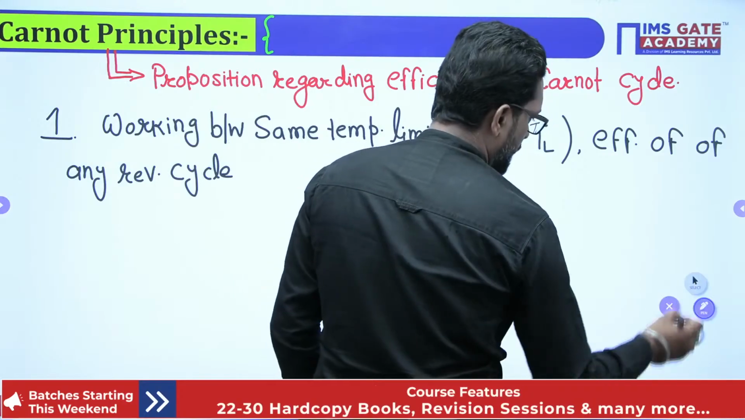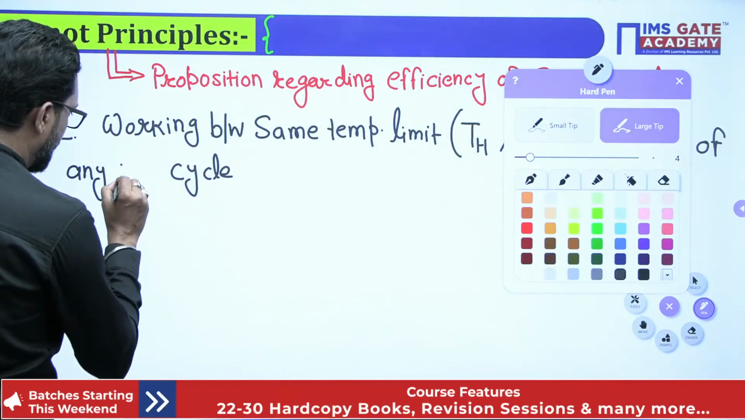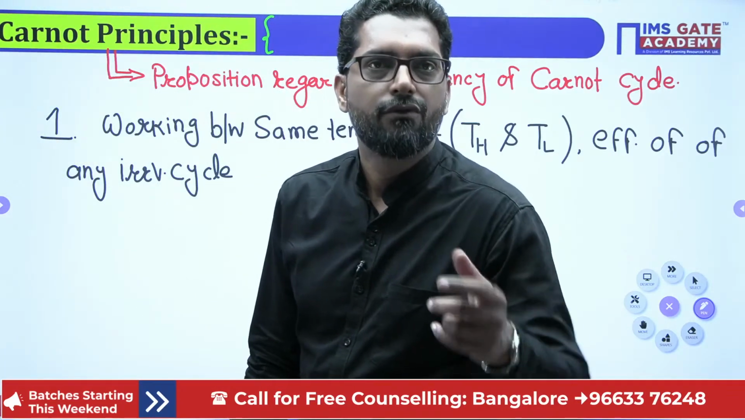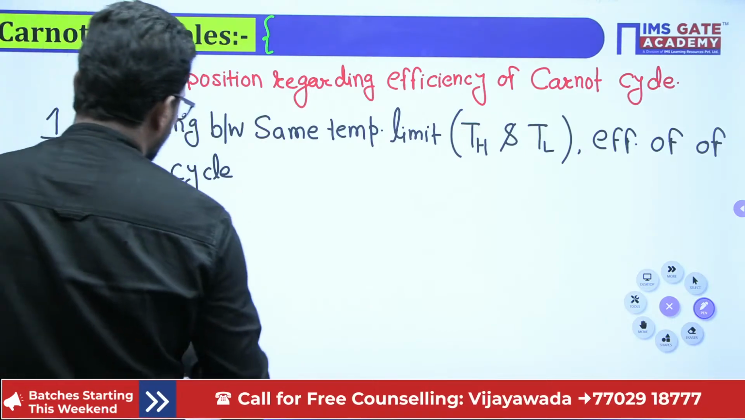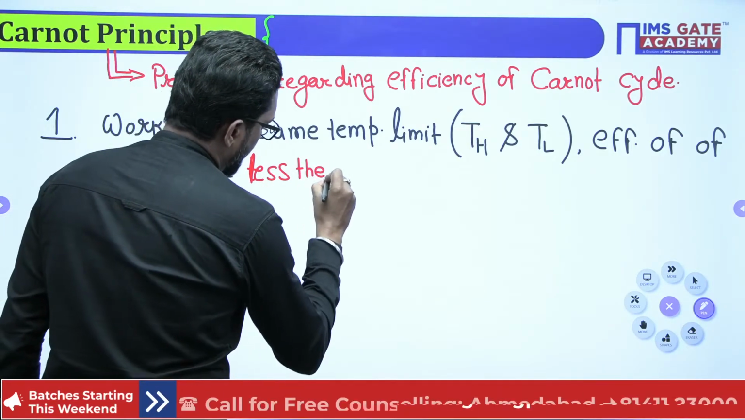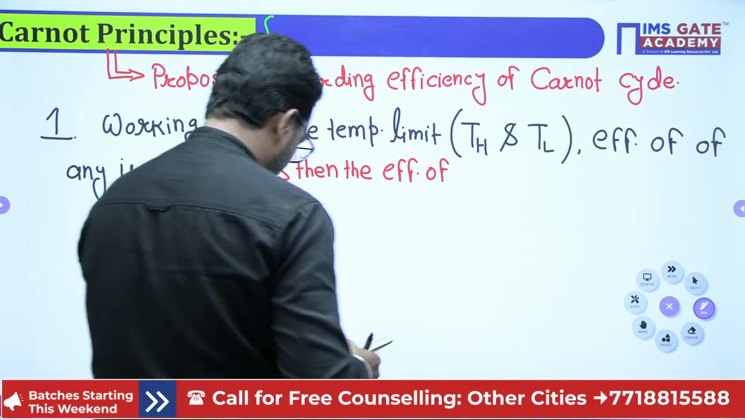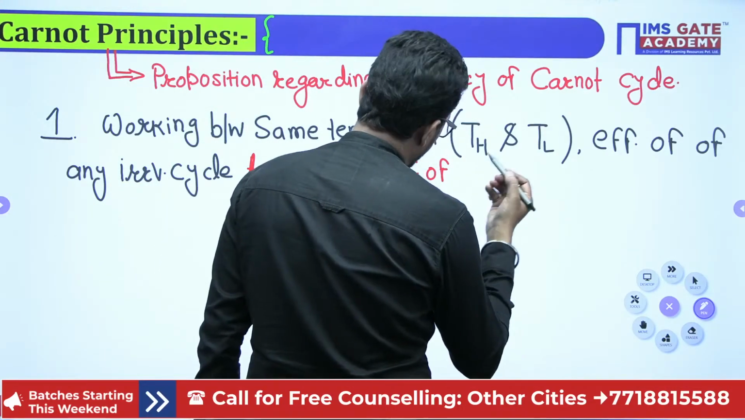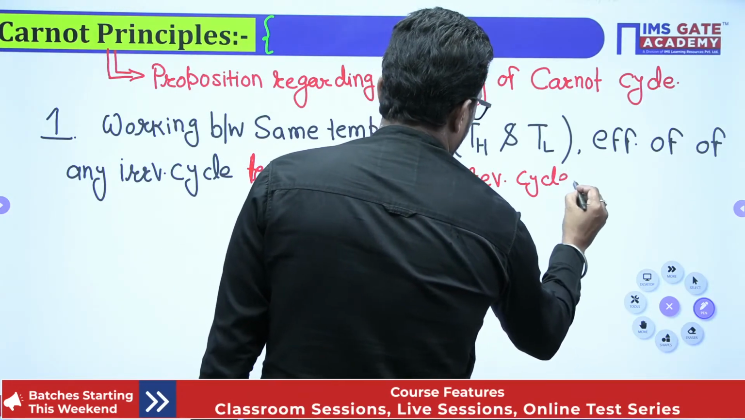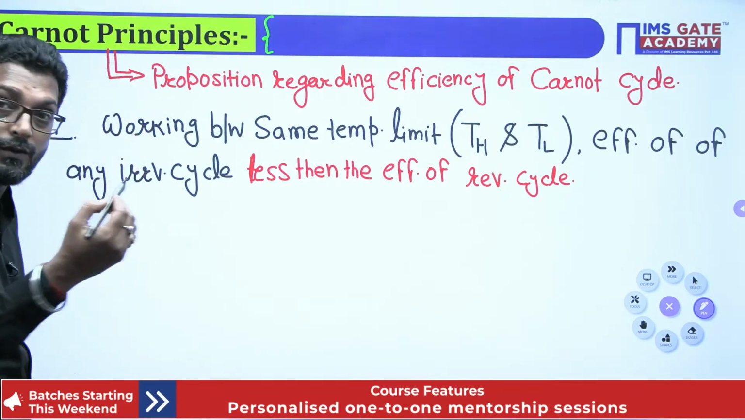You can also say that, working between the same temperature limit, the efficiency of an irreversible cycle is less than the corresponding efficiency of a reversible cycle. What does this tell us?